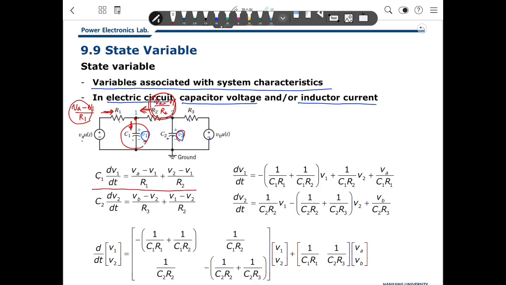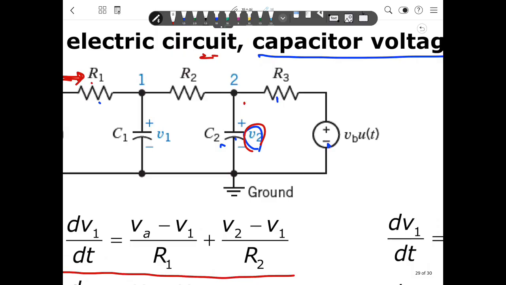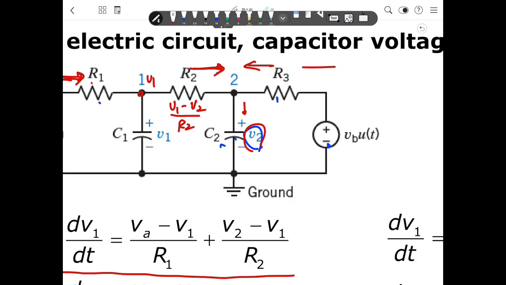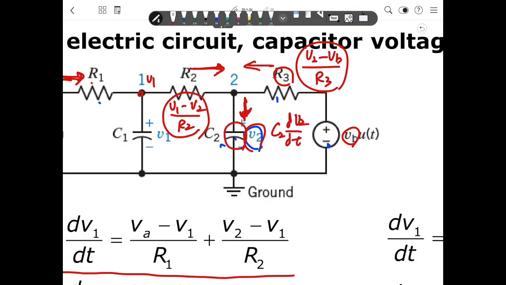The same way, we can make another equation like this. In this case, we need to make a current over here. So you choose this current here. Then this current is the sum of this current and this current. This is V2 and this is V1, so this current is V1 minus V2 divided by R2. And this is VB, so V2 minus VB divided by R3. And this current is the sum of these currents. This current is because of the capacitor, so C2 dV2/dt.